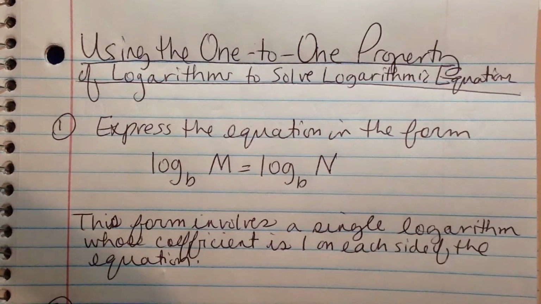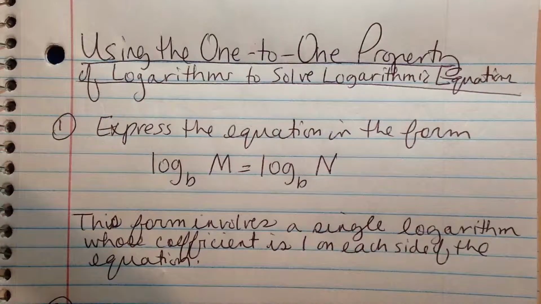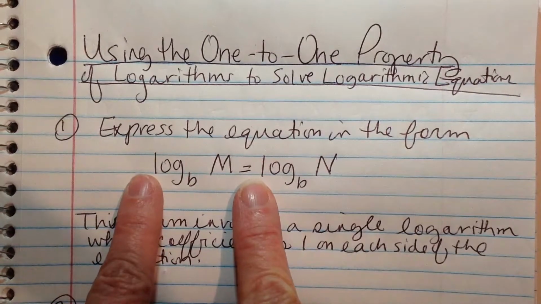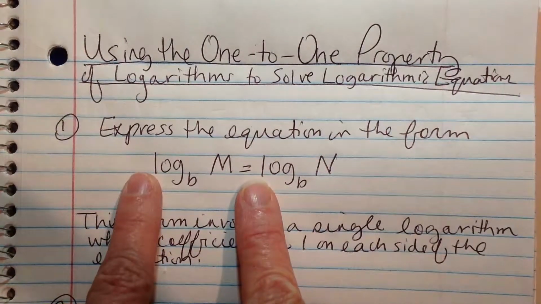Using the one-to-one property of logarithms to solve logarithmic equations. Number 1, express the equation in the form log base b of m equals log base b of n. This form involves a single logarithm whose coefficient is 1 on each side of the equation. Notice that they are understood ones in front of the word log.